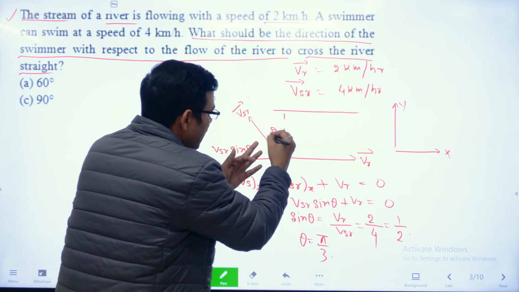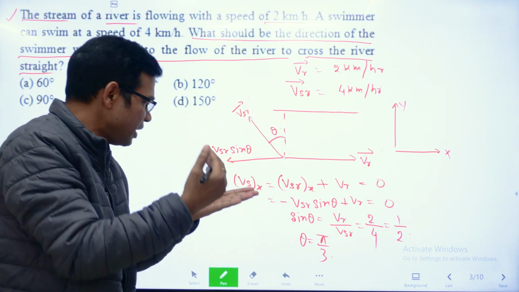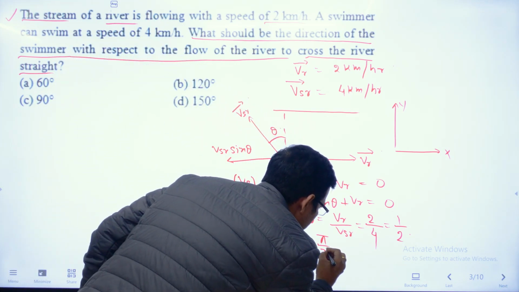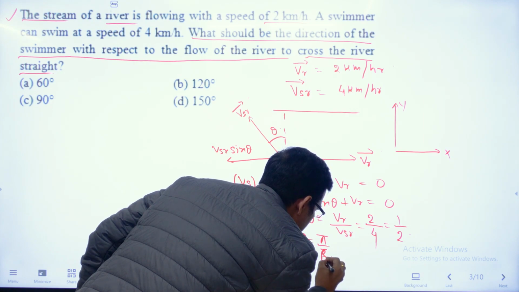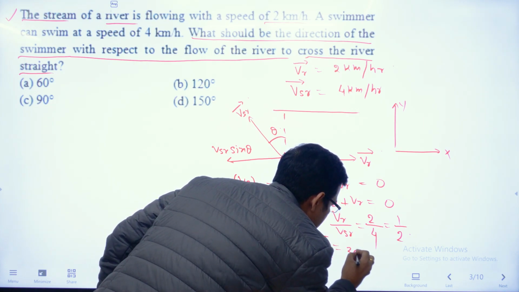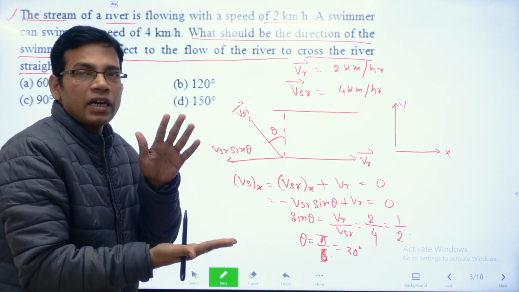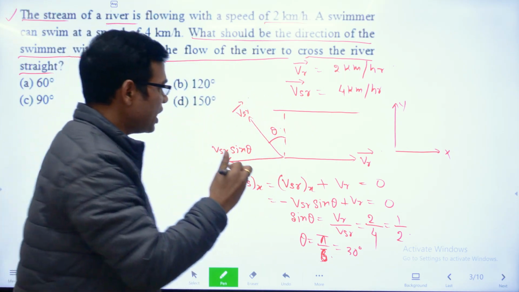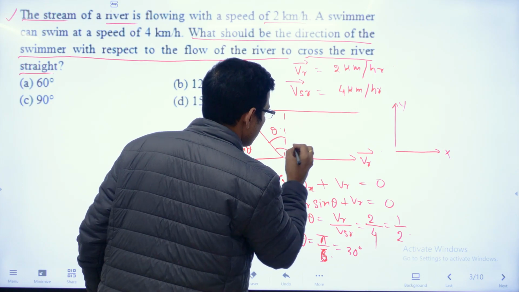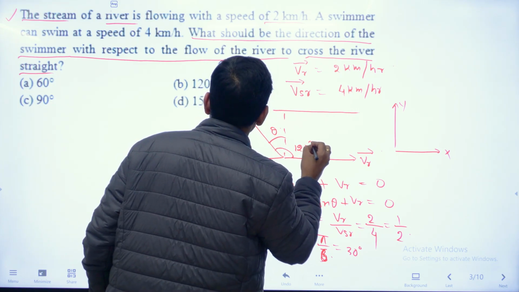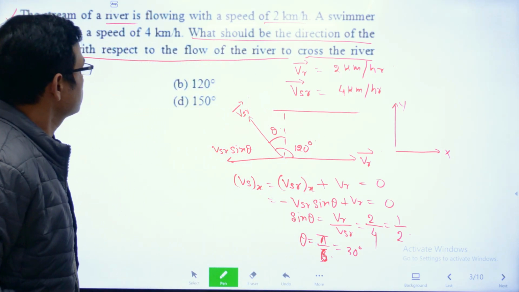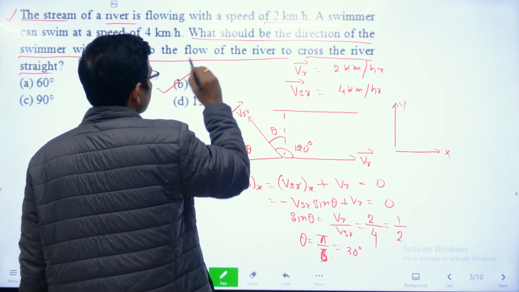This angle from the vertical is pi by 6, which is 30 degree. It means the direction from the direction of the flow of the river will be 90 plus 30, which is 120 degree. So B will be the correct option for this problem.